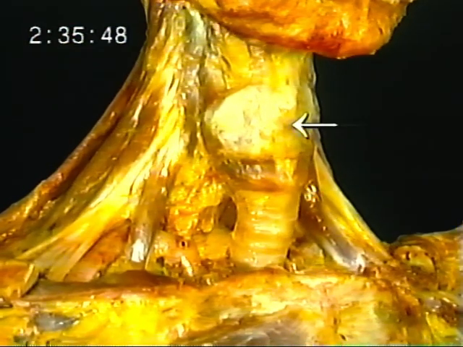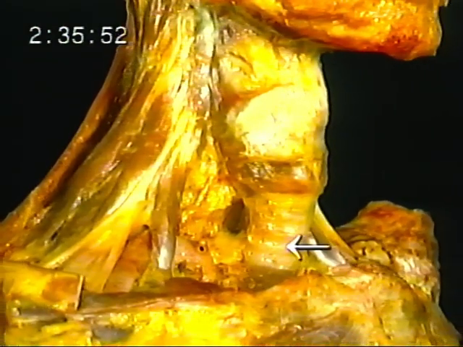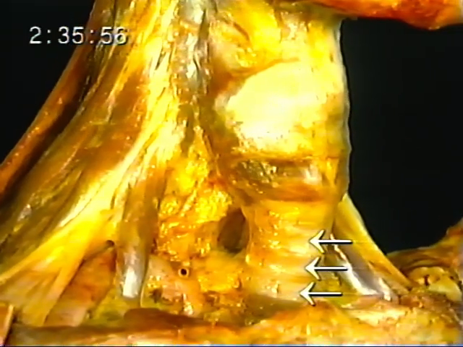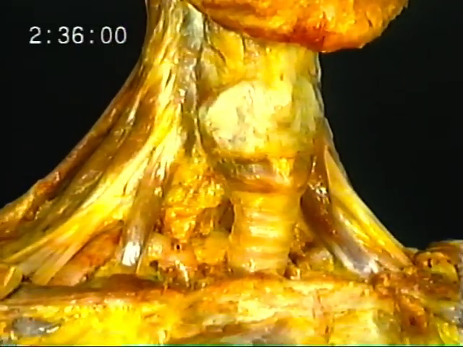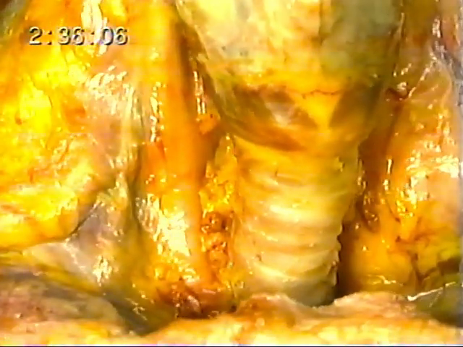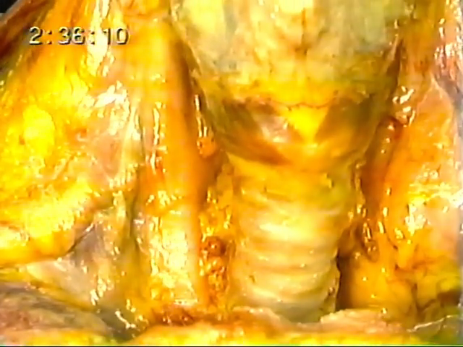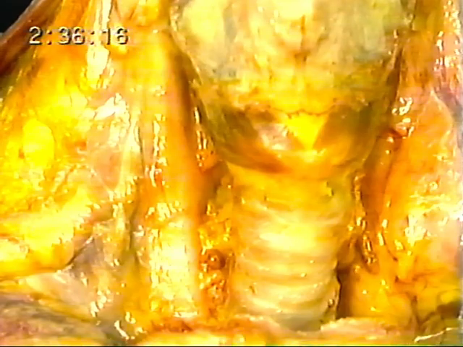Here again are the thyroid cartilage, the cricoid cartilage, and the trachea. These are the rings of cartilage which reinforce the wall of the trachea. We'll add the carotid sheaths to the picture. Here, just on each side of the trachea, are two of the four parathyroid glands. They're recognizable by their brownish color. The other two parathyroid glands are further down.